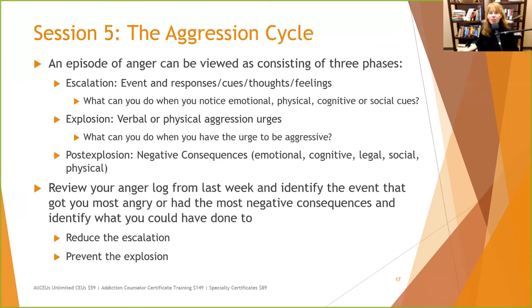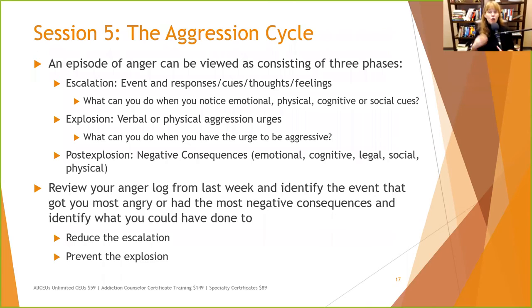Session 5, the aggression cycle. An episode of anger can be viewed as consisting of 3 phases. Escalation, there's the event and the responses, cues, thoughts, feelings, everything that's going on. So encourage people to identify during this escalation phase. So you notice you're angry, and then it starts to build. What can you do when you start noticing these cues? What are your immediate strategies?